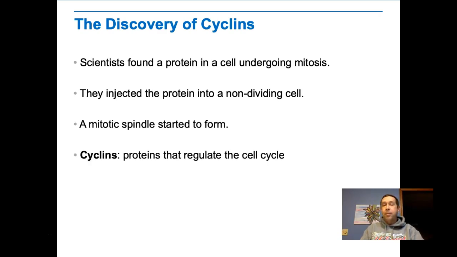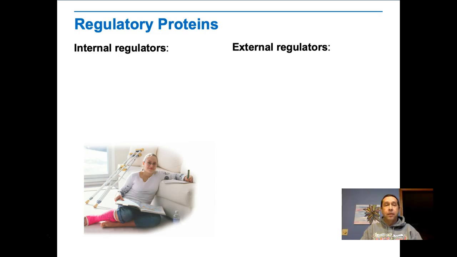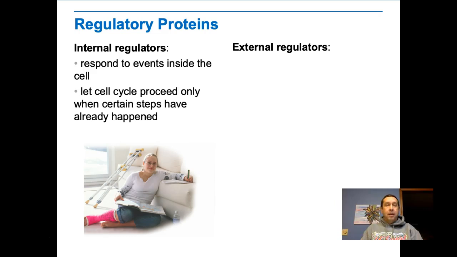So a cyclin is any protein that regulates the cell cycle. Basically, as the cell goes through the stages of the cell cycle, it starts producing cyclins, which then allow the cell to move on to the next phase after it's completed everything it needs to do in the phase it's going through. Again, there are internal and external regulators. Internal regulators respond to events going on inside the cell and let the cell cycle proceed only when certain steps have already happened. Those are our cyclins.